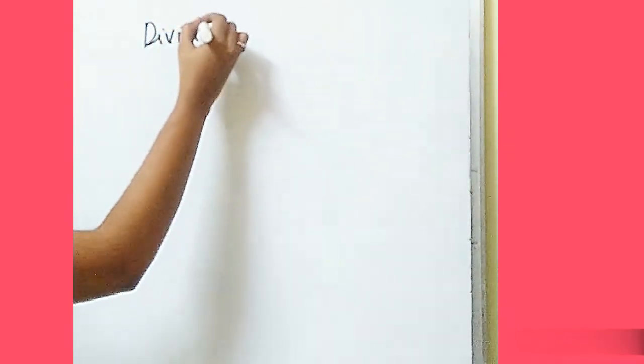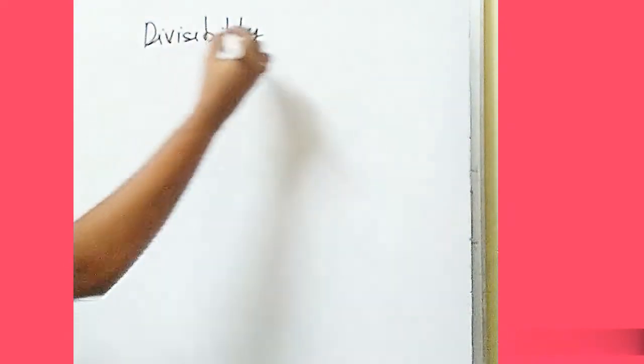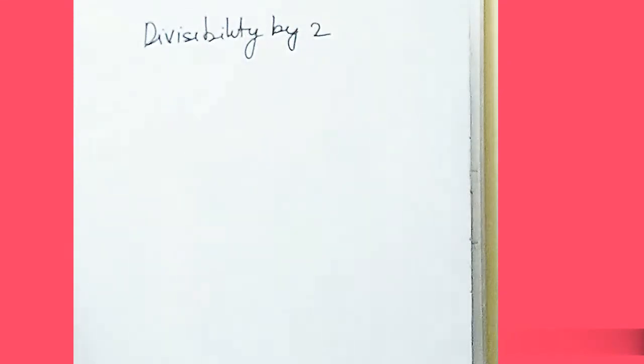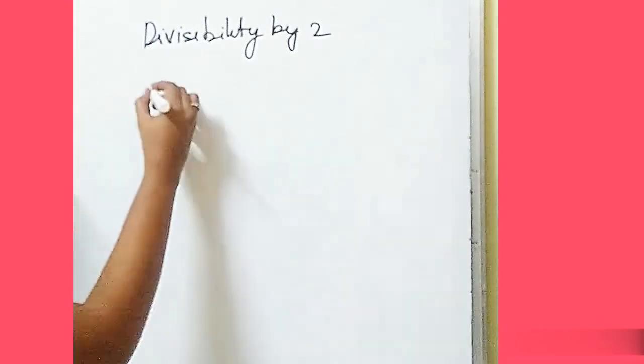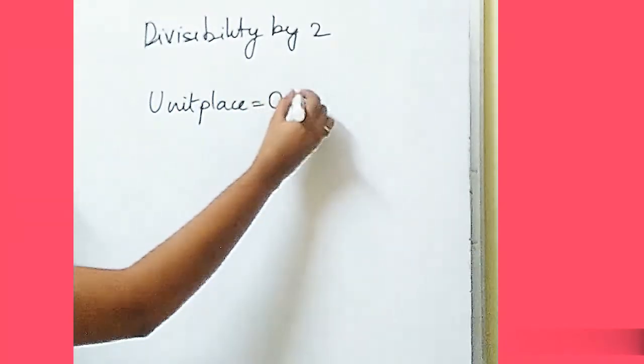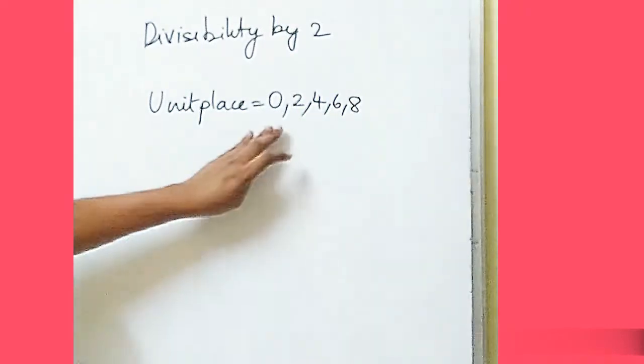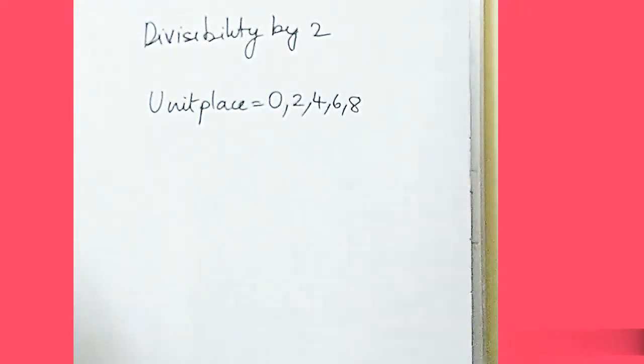Now we'll see the divisibility test for the 2 table, that is divisibility by 2. What is the rule? According to the chart, a number is divisible by 2 if its unit place is either 0 or a multiple of 2. See, the unit place should be 0, 2, 4, 6, 8. If one of these numbers exists in the unit place, then confirm that this number will come in the 2 table.